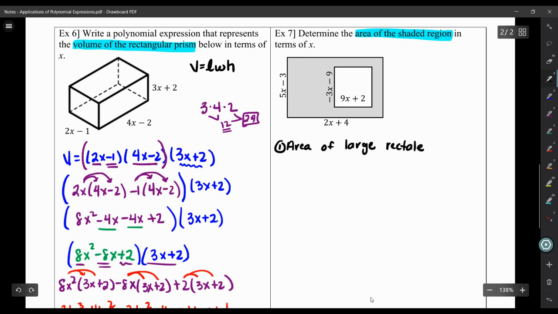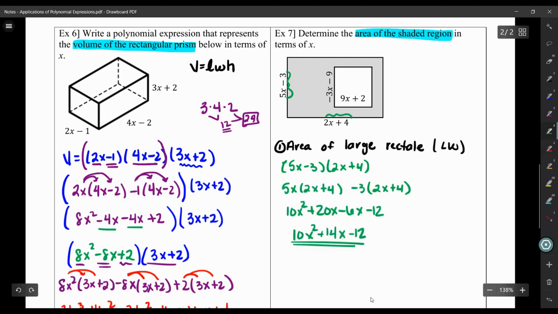And the way we find area of a rectangle is length times width. Same thing. So we're going to take the length, 5x minus 3, times the width, 2x plus 4. So I want you to pause the video and find the area of this large outside rectangle. And here's the area for the outside rectangle.